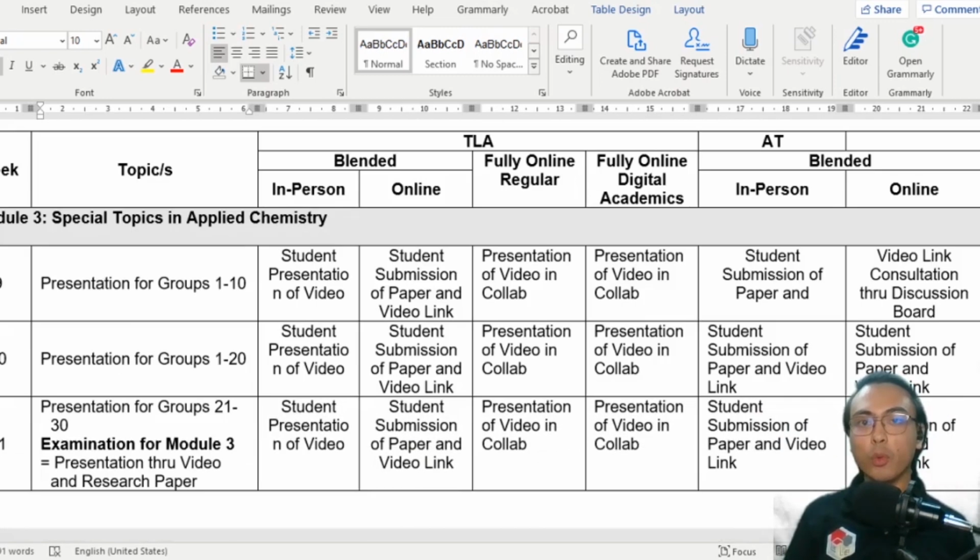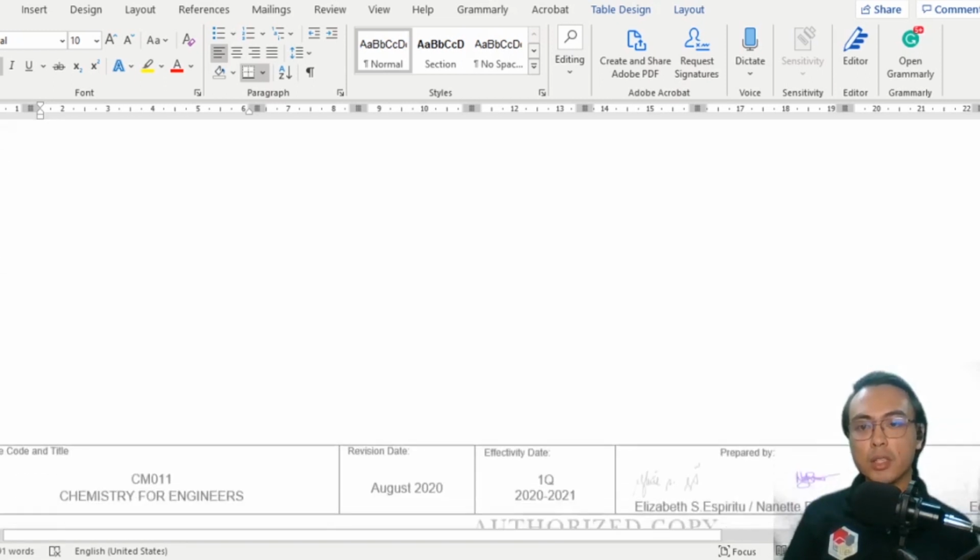And finally, weeks 9, 10, and 11 will be allotted for the presentation of different groups. So you will be assigned a topic. You will be preparing a video presentation and a paper regarding the topic. Your Module 3 examination will be your grade on your report.